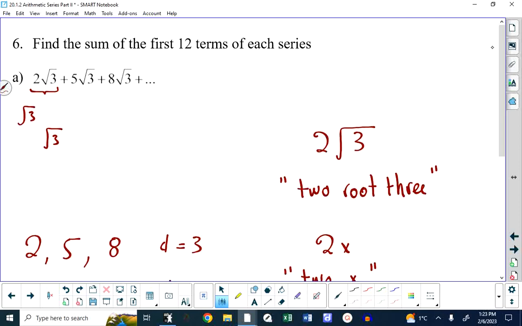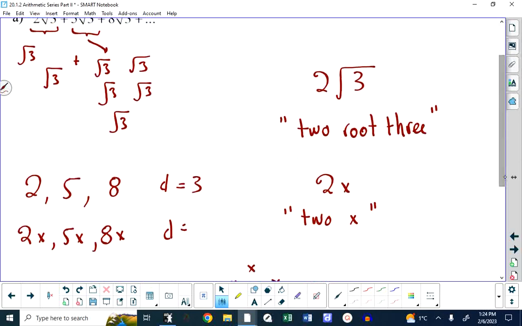My next term, well, it's plus, so I guess I can put pluses instead of commas, but it doesn't really matter. My next term, which is this, is the following. I'm adding 3 of those things. If I went from 2 cats to 5 cats, I've added 3 cats. Would you agree? If I go from 2 to 5, I've added 3. If I go from 2x to 5x, I've added 3x. If I go from 2 root 3 to 5 root 3, I've added 3 root 3.